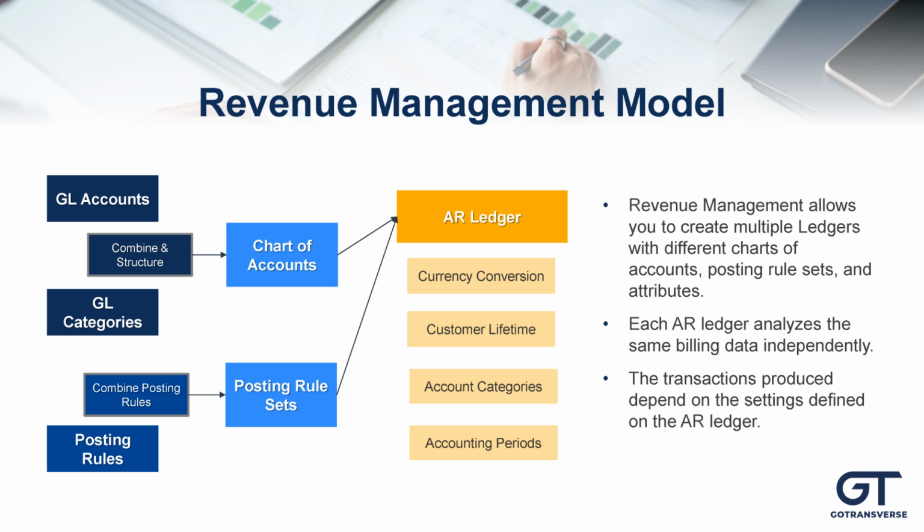A ledger may be assigned one or more account categories, which are defined in GT billing. More on that on the next slide. Each ledger has accounting periods, which are incredibly flexible and will support any kind of accounting period that a customer may have. With the multiple ledger feature, each ledger analyzes the same billing data with different attributes set up for each ledger. Let's look at some examples of this powerful feature.